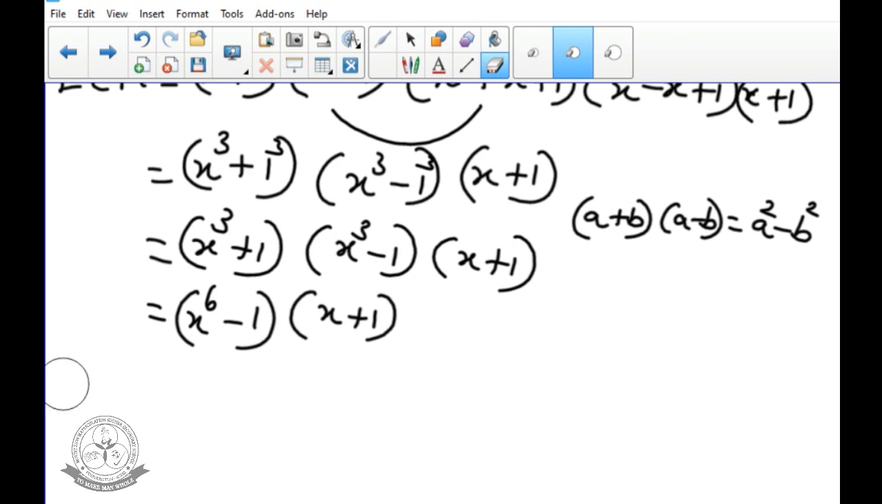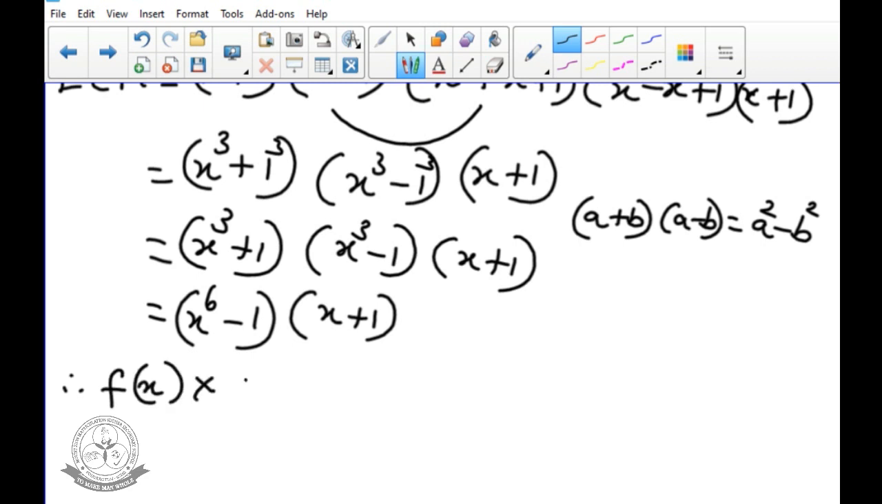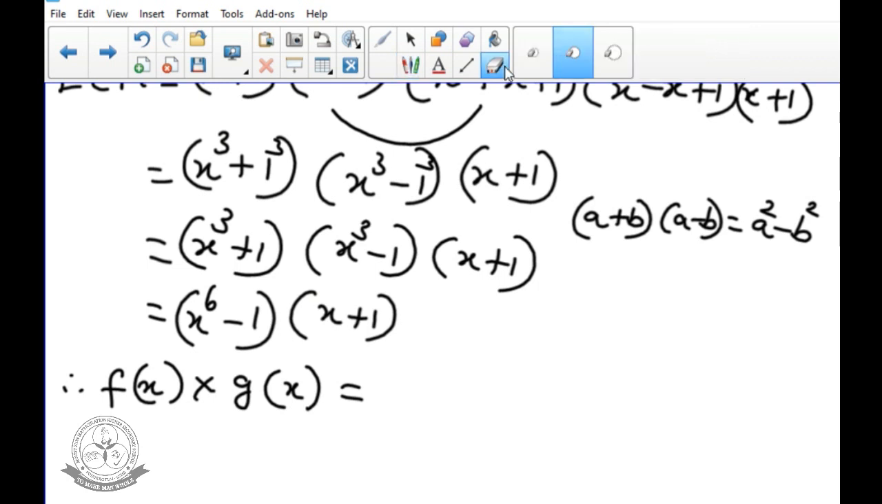Now we have to find the product of f of x and g of x. So we have to find f of x into g of x. What is f of x here? Sorry, here x plus 1 will not come.